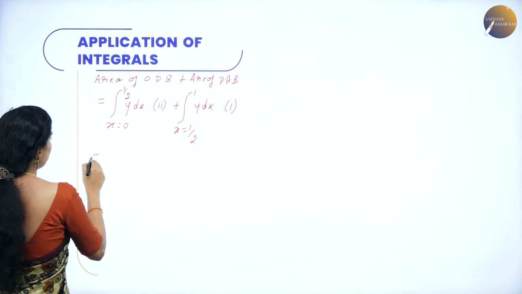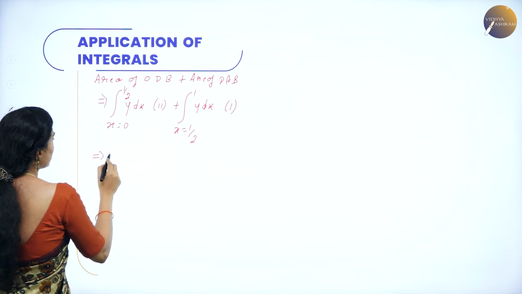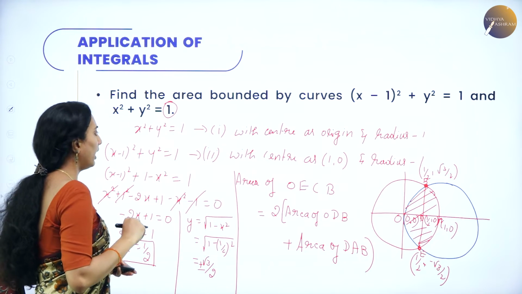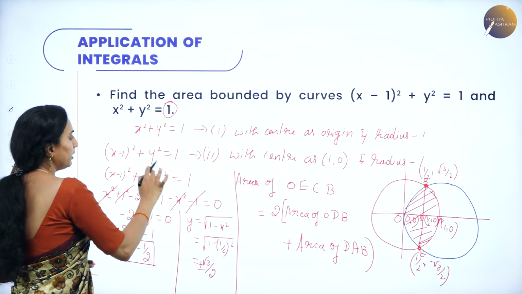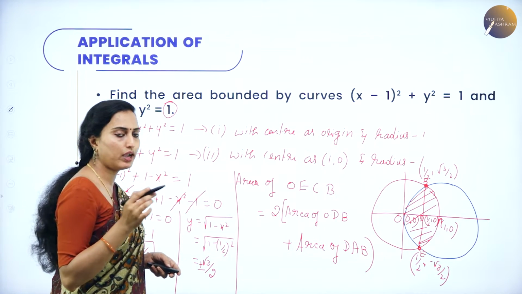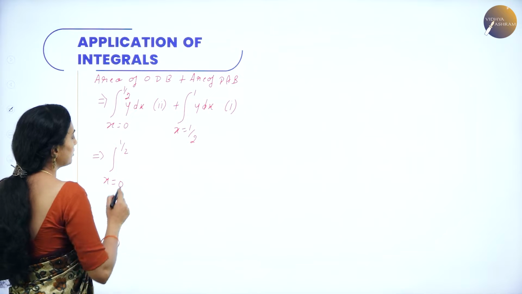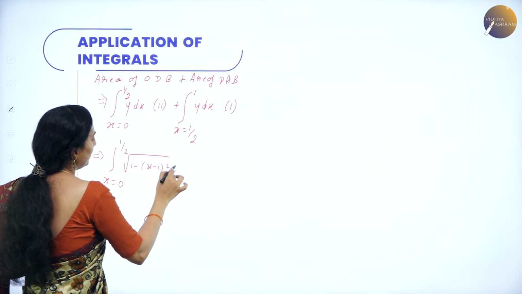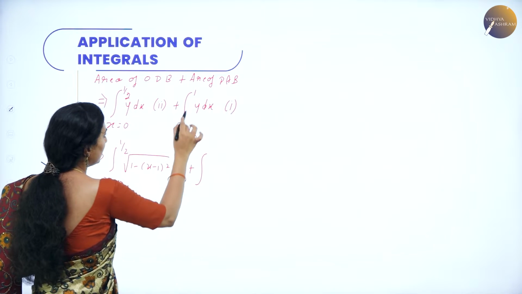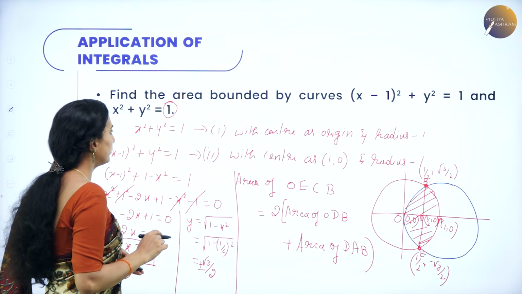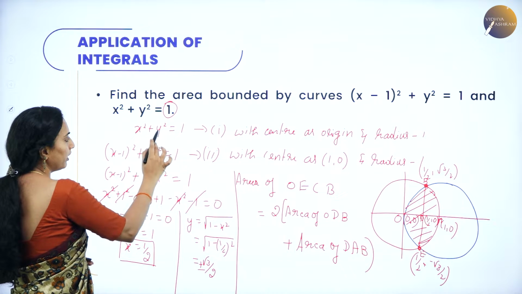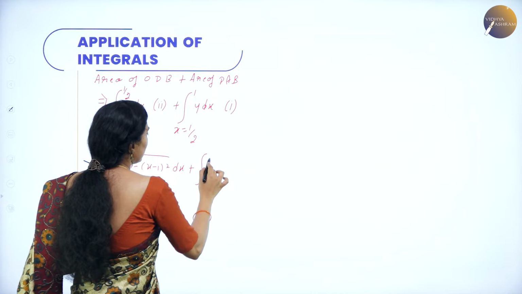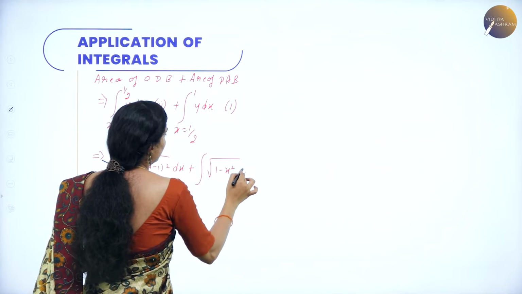This I am taking, which implies that x will be varying from 0 to half. I need to convert into y as the second circle. So y will be equal to under the root of 1 minus (x minus 1) whole squared. So under the root of 1 minus (x minus 1) whole squared into dx plus integral. Now I need to convert into y again the first circle. First circle if I convert into y is equal to, here only I have written, under the root of 1 minus x squared. So under the root of 1 minus x squared into dx.